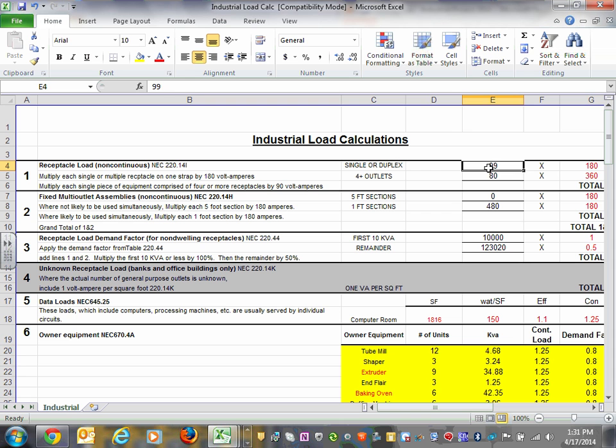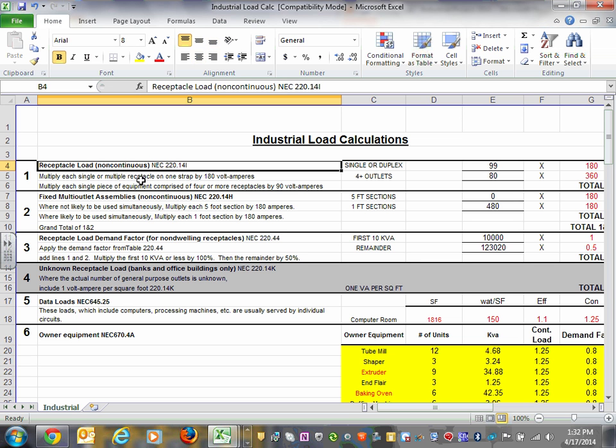Okay, so what we did, we get the numbers. We have 99 receptacles in this. We also have quads in the whole area, and the quads are allocated 360, which is double the duplex. A quad is a double duplex. The code says you allocate for a quad double the duplex, basically 360. So we have 80 quads in this building designed, and 99 duplex receptacles. Cool. That's coming directly from 220.14(I), allocating 180 volt-amps per receptacle.